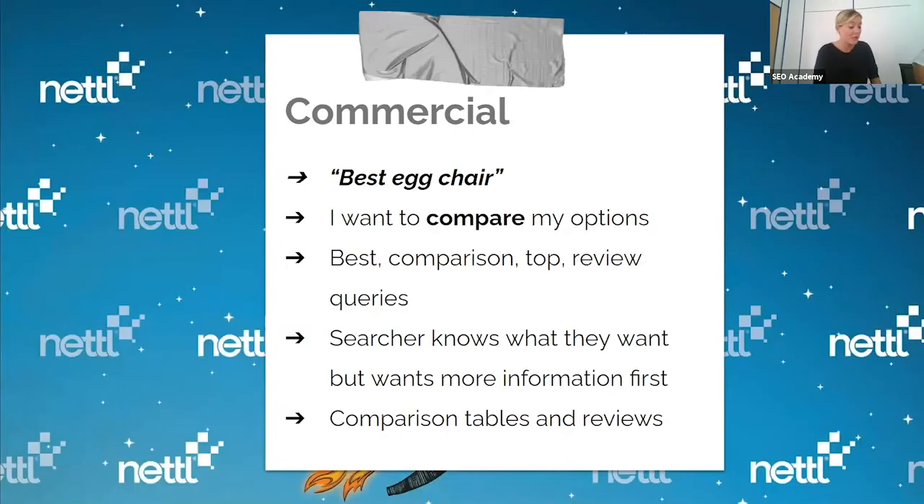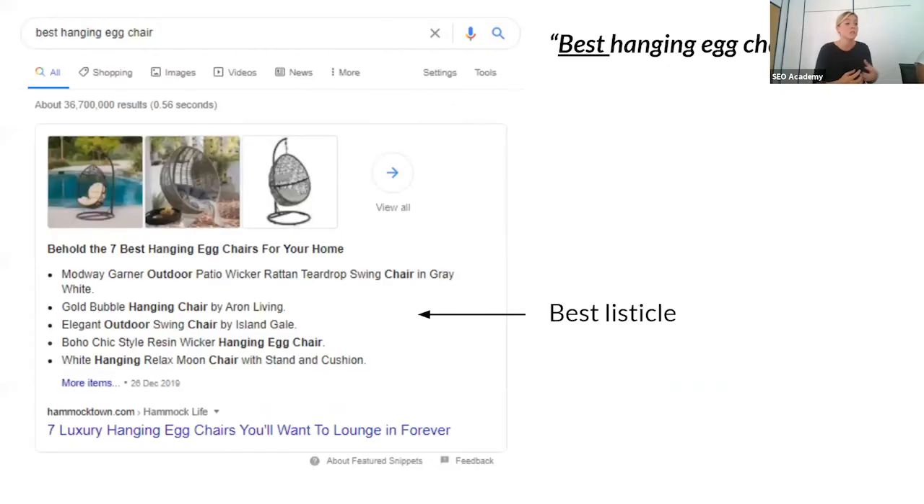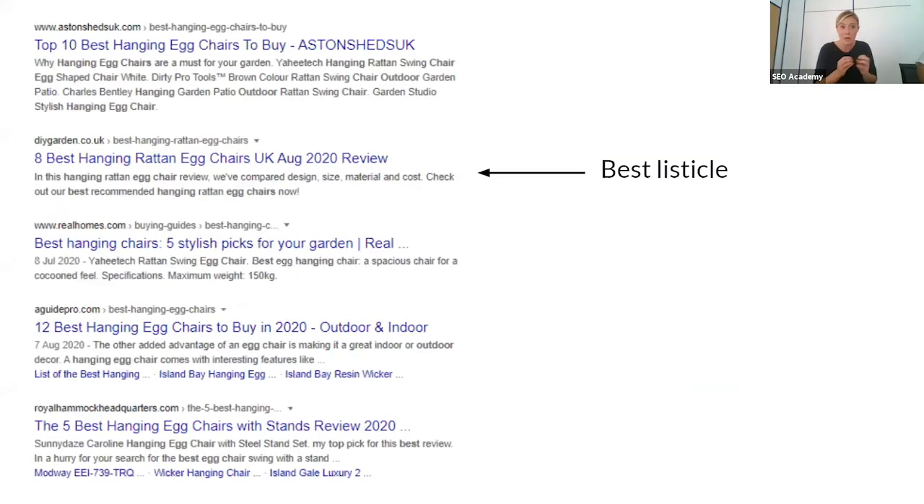Then the fourth and final type is commercial. These users also want to buy, but they want to compare what the best options are. So again, options in terms of listicles, listing the best types. You can create this content on your site and get ranked for these sorts of things that they're querying.